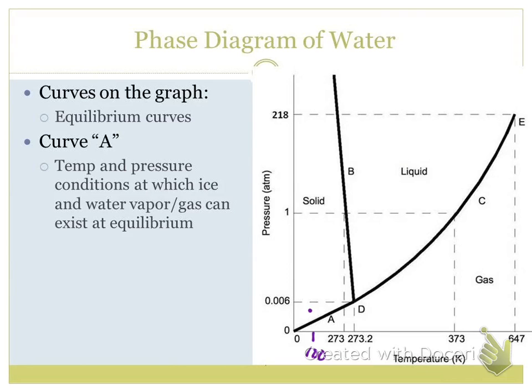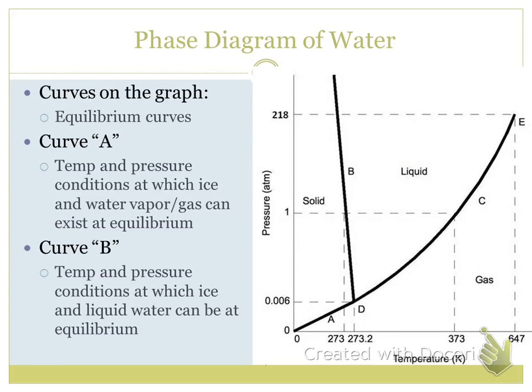So curve B is probably what equilibrium line? Between solid and liquid. Okay, the temperature and pressure conditions in which ice, or solid, and liquid water can be at equilibrium. What two phase changes happen along that line? Melting and freezing. Good. Those two things happen along that equilibrium line. Very good.